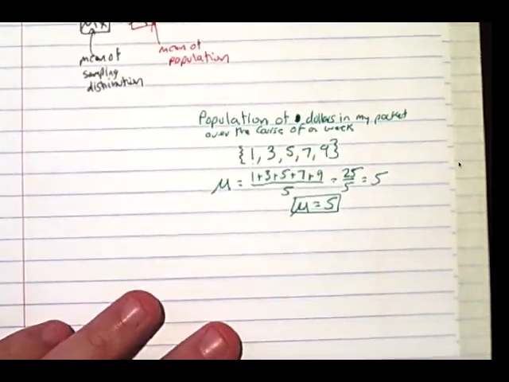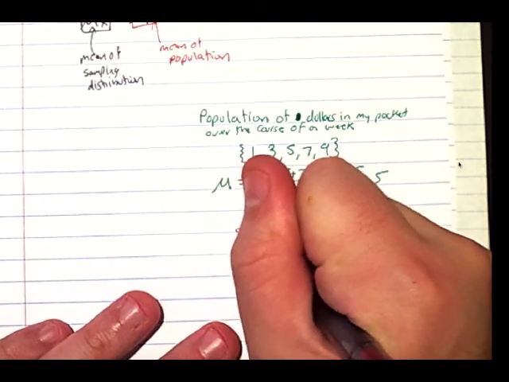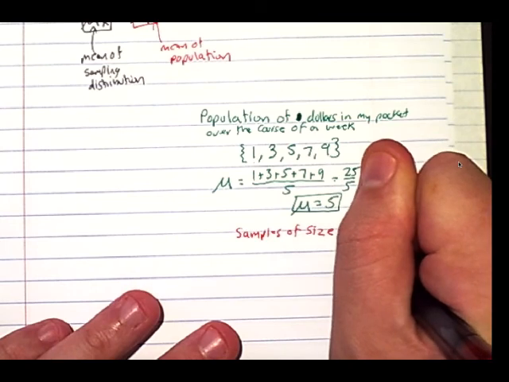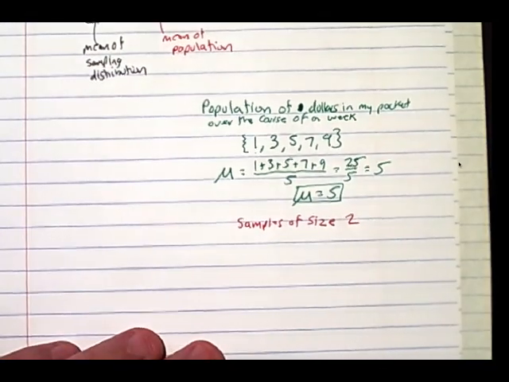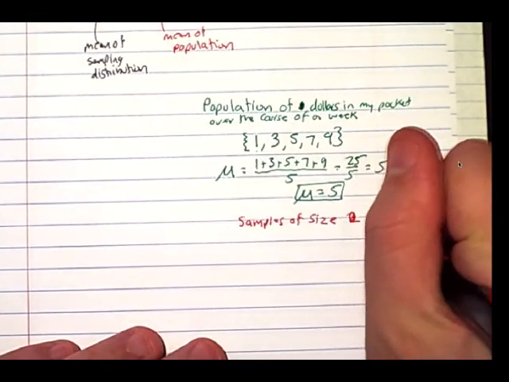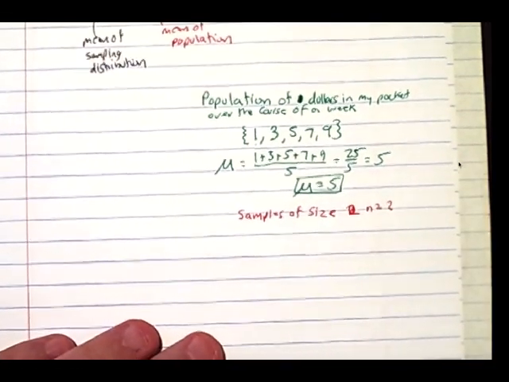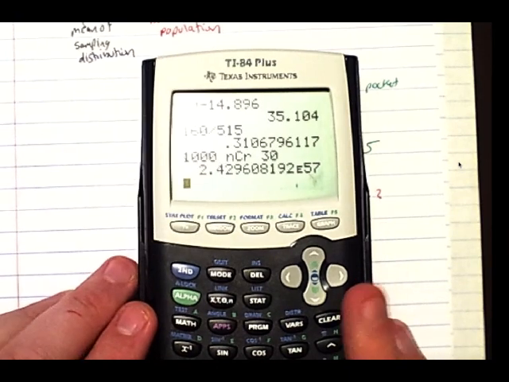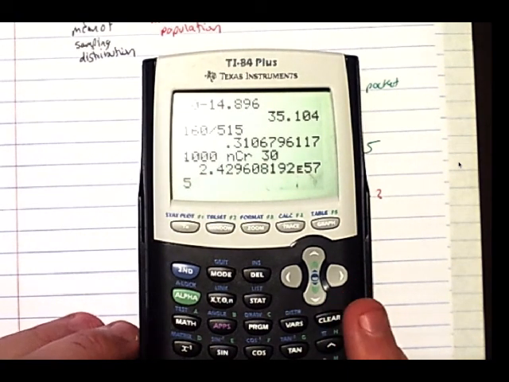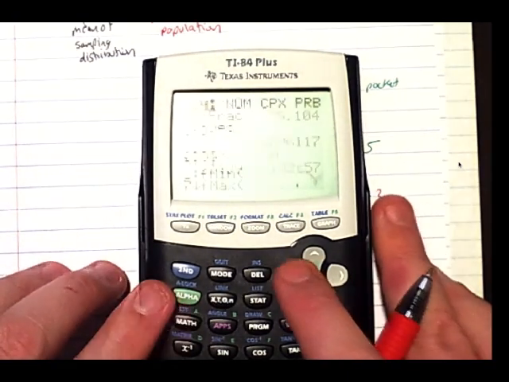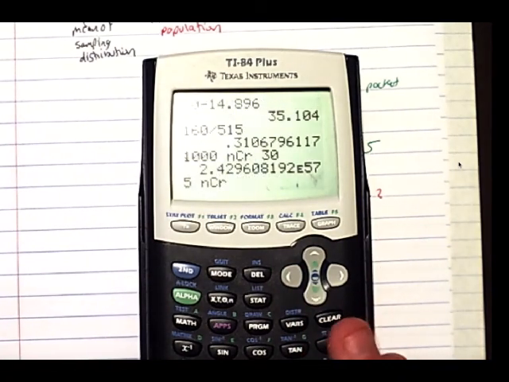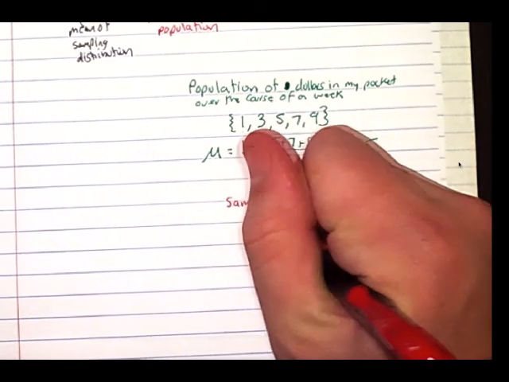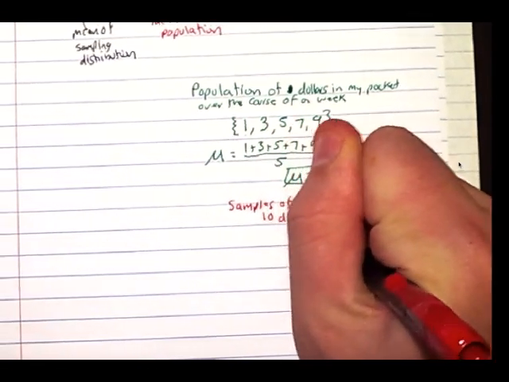Now let's suppose we took samples of size 2. I'll just write it as lowercase n equals 2. So let's figure out how many different samples there would be. Well, I have 5 to choose from, and I hit math, nCr 2. And there's 10 different samples.